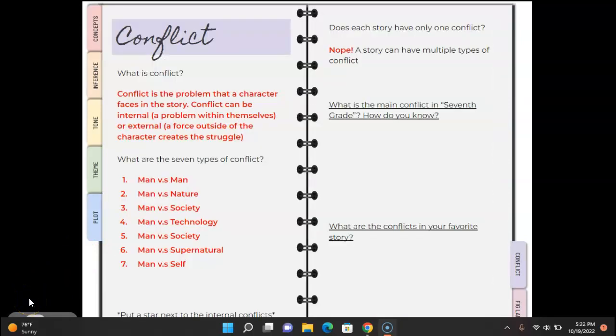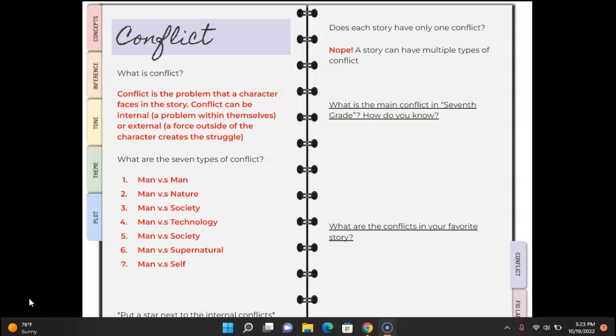Our second to last fiction element is conflict. So what is conflict? Conflict is the problem that a character faces in the story. Conflict can be internal, meaning it's a problem happening within themselves, or it can be external, meaning that there's a force outside of the character that creates this struggle.